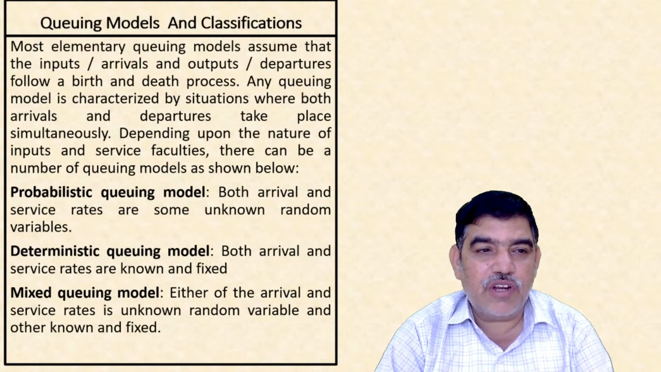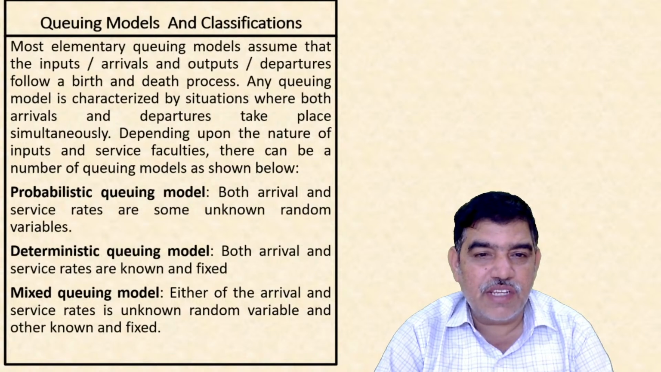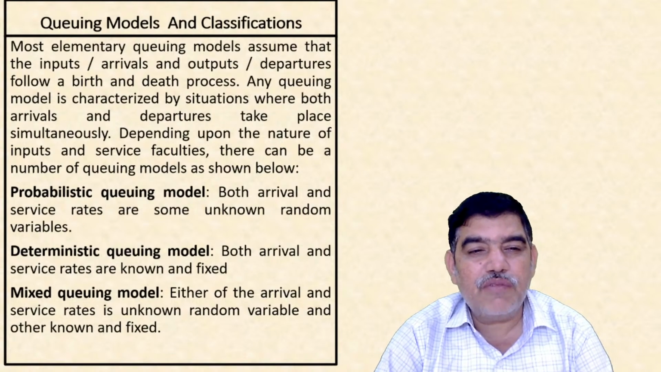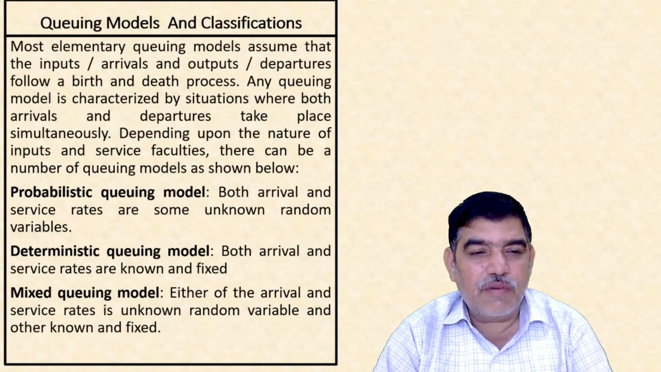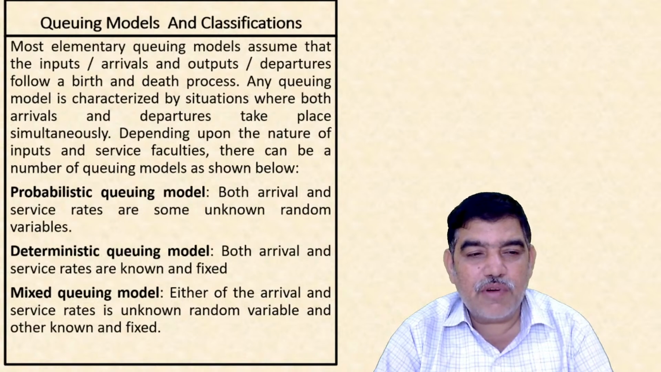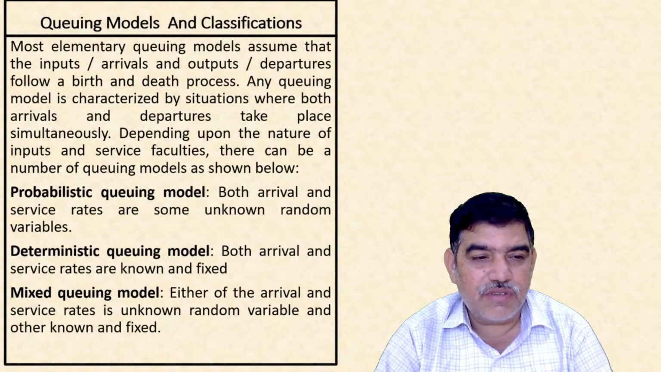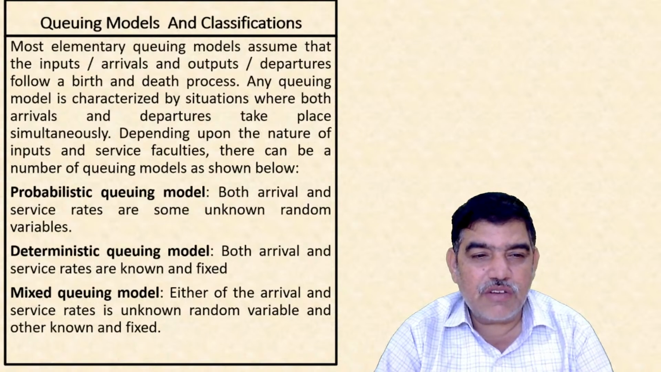Depending upon the nature of inputs and service facilities, there can be a number of queuing models as below. Number one, probabilistic queuing model: both arrival and service rates are unknown random variables. Then the deterministic queuing model: both arrival and service rates are known and fixed.